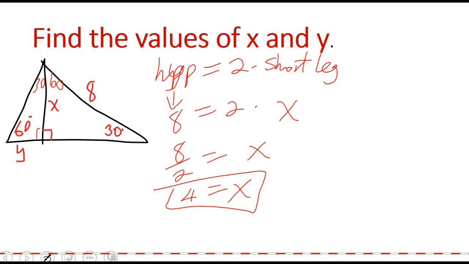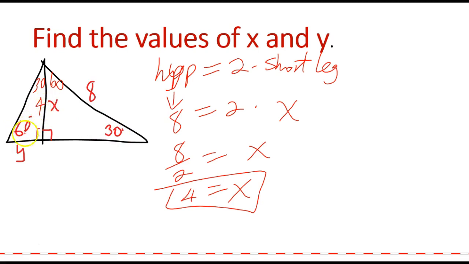So if X is 4, it is the same measure because those two triangles share it. So it is 4 over here, it is 4 over there. Now let's use it to find Y. Right here though, it is opposite the 60 degree angle, so it's going to be the longer leg for this triangle. You see that? So that's what you have to watch out for. It is the smaller leg for this right triangle because it is opposite 30 degree, but over here it is opposite the 60 degree, so it's the longer leg.